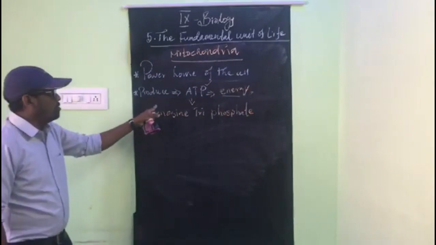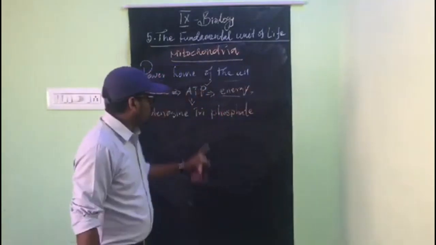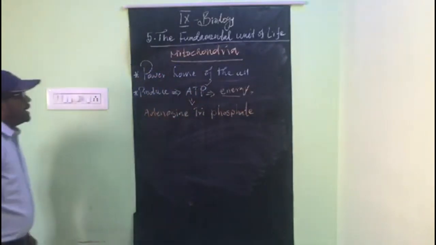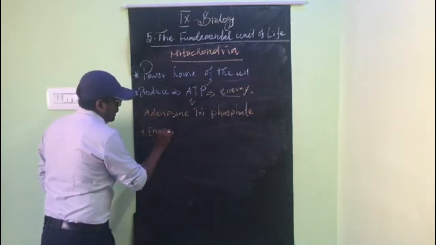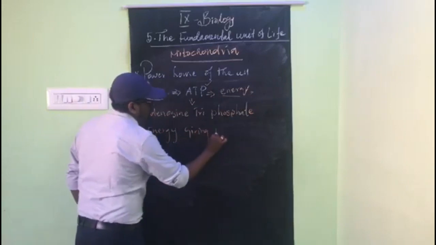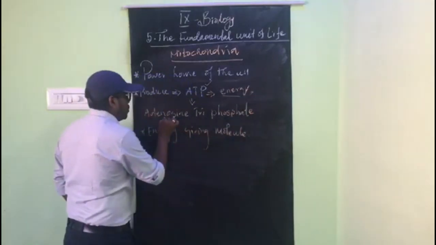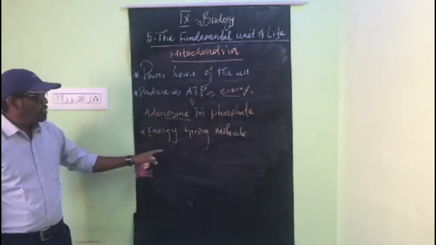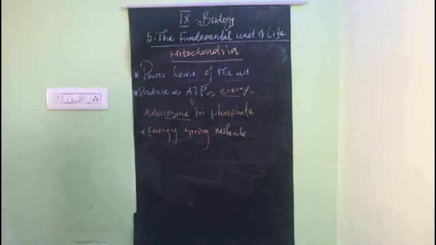It is very important. Why is mitochondria called the powerhouse of the cell? Because it produces ATP, an energy giving molecule. ATP is an energy giving molecule. This is the expansion, this is the definition. Energy giving molecule. Okay, now let's see the structure.